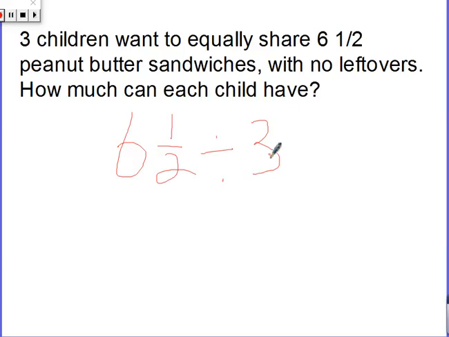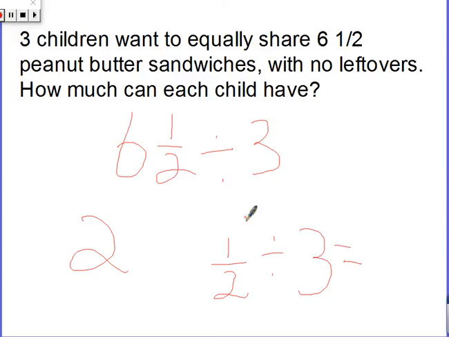So can I just do what I've been doing? 2 times 3 is 6. So does that make sense? If I have only 1/2 of a sandwich and I got to cut it into 3 equal parts, I'm going to have 6 whole sandwiches left? Ooh, that doesn't make sense at all. So let's look at it as a picture.